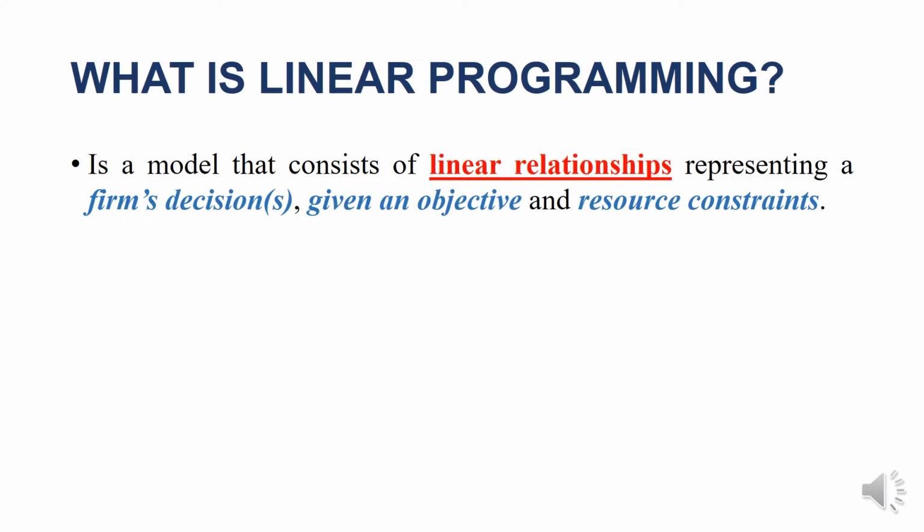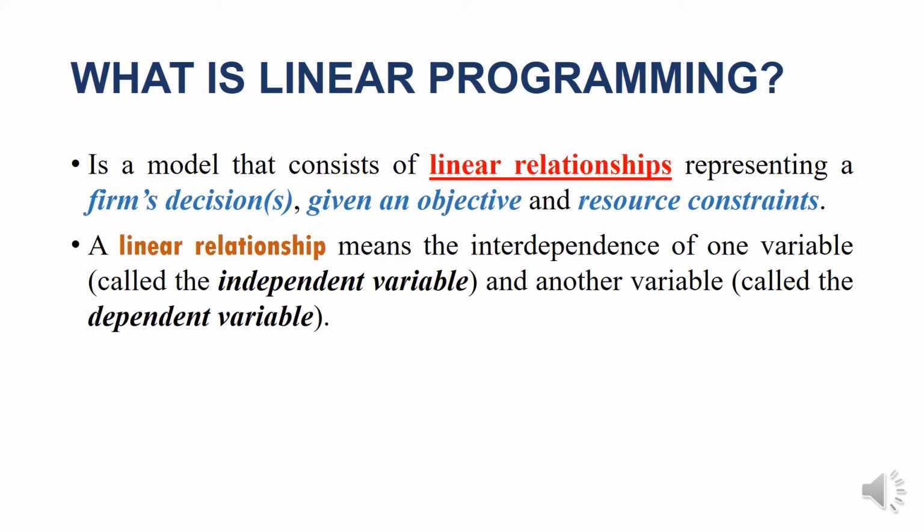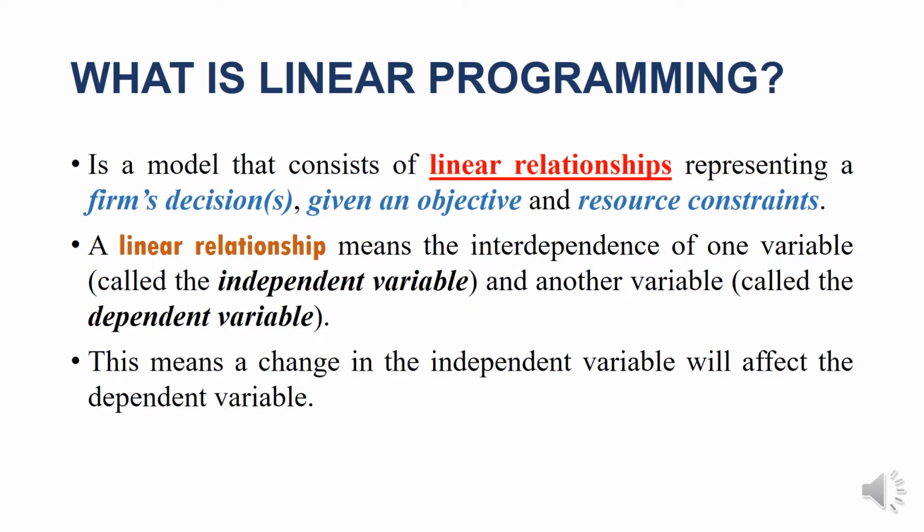A linear relationship means the interdependence of one variable, called the independent variable, and another variable called the dependent variable. This means that a change in the independent variable will affect the dependent variable.